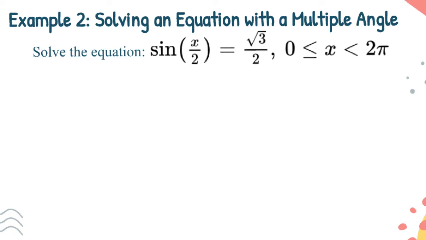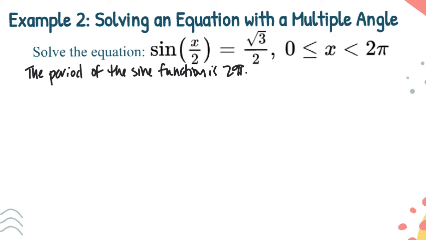Example 2, solving an equation with a multiple angle. Here we're going to solve the equation sine x over 2 equals square root of 3 over 2, where x is greater than or equal to 0 and less than 2 pi. The period of the sine function is 2 pi.